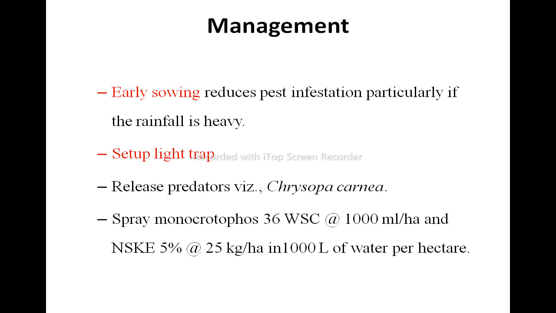Next, set up a light trap. And we should release the predator, that is Chrysoperla carnea. And in the chemicals, we should use monocrotophos. It is an organophosphate. And how does it act on the insect? It blocks the activity of the acetylcholinesterase enzyme.